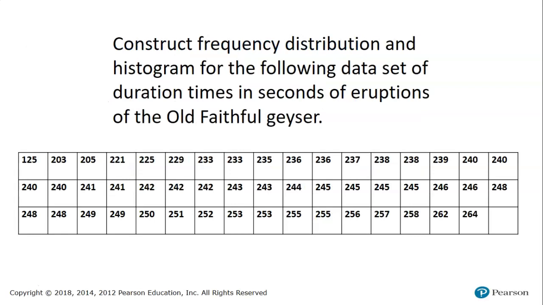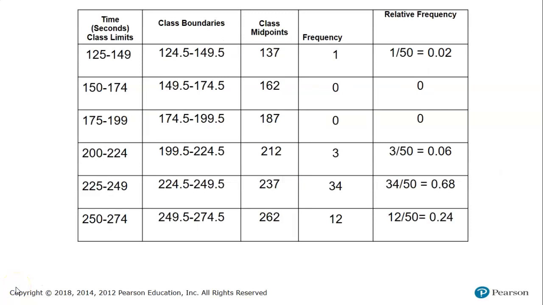All right, here's another one for you to practice. It's a data set so that you could go through and do all the different steps that we did. Determine your class width, determine your class limits, class boundaries, class midpoints, frequency, relative frequency, and so forth, and set it up from there. Okay, hopefully you did go through and set this up.